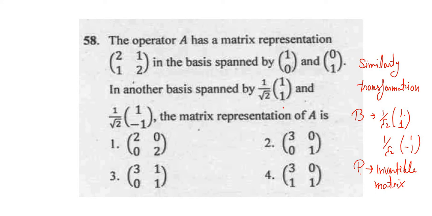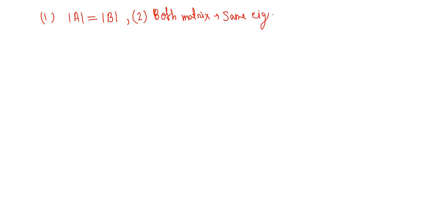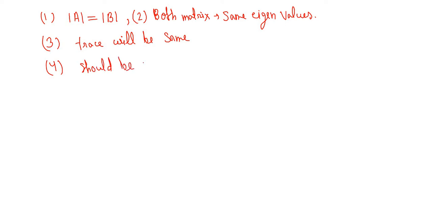Okay, so we will do this question using two methods. One method uses the properties of similar matrices. The first property is that the determinant of A is equal to the determinant of B. The second property is that both matrices have the same eigenvalues. The third property is that the trace will be the same. And the fourth property is that the transformed matrix should be a diagonal matrix.